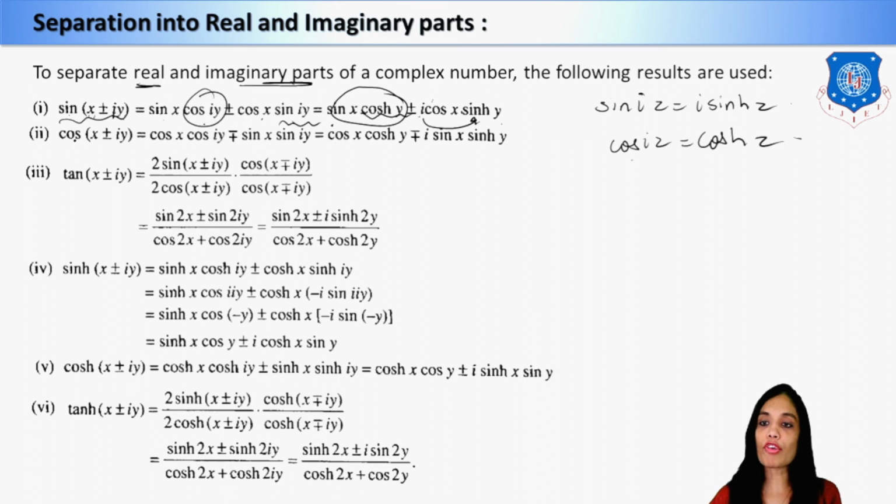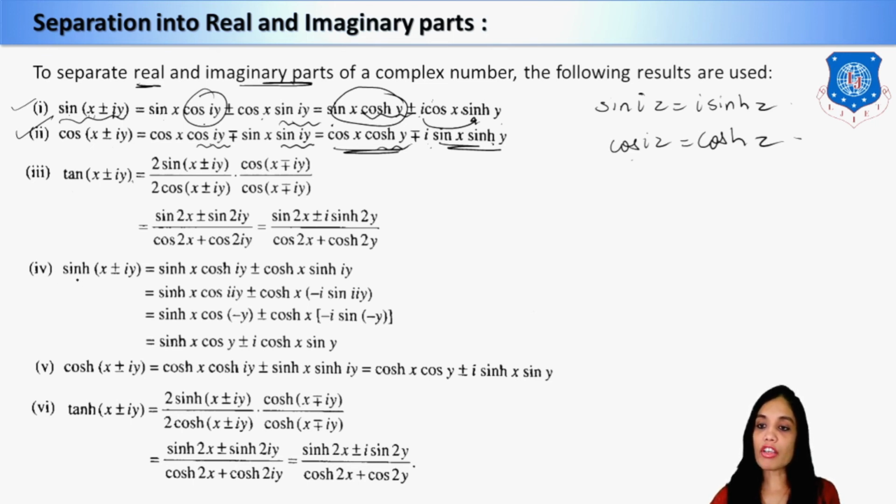Similarly, you can obtain the formula of cos of x plus or minus iy. So the formula is cos x cos iy minus plus sin x sin iy. But what is cos iy? It is cosh y. And what is sin iy? It is i sinh y. So you can see we can now separate the real and imaginary parts. So using these two formulas, you can obtain the formula of tan of x plus or minus iy, right?